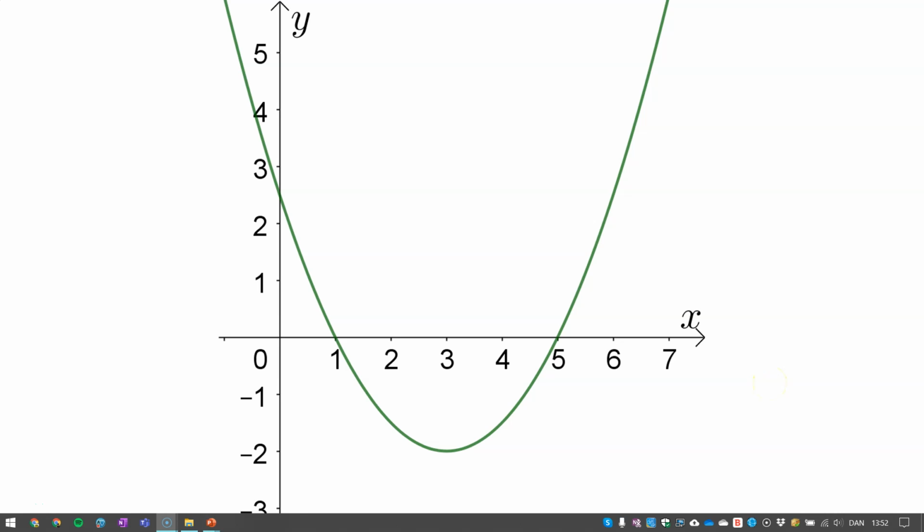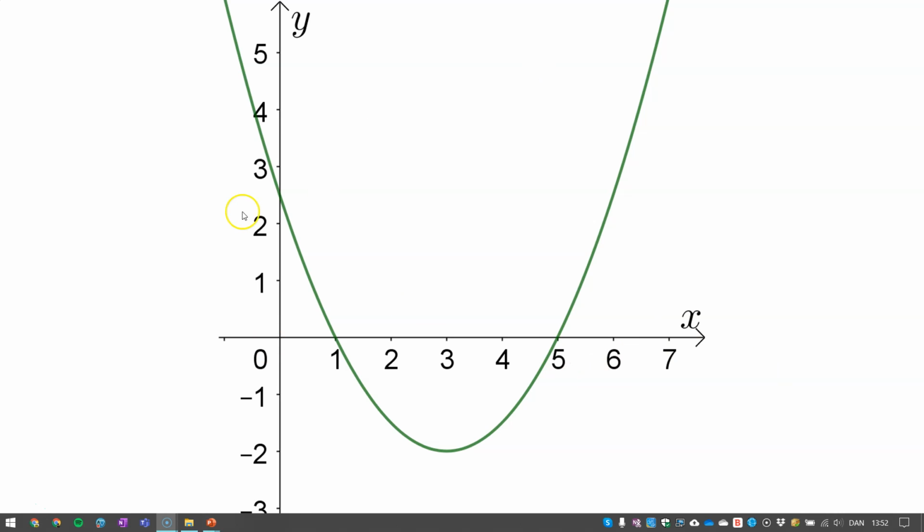Hello, so in this video we're going to take a deeper look into the axis of symmetry and the vertex and how to find these. So we're going to start off with a couple of examples on how to do it graphically, and then we're going to move on to how to do it algebraically, so with numbers.